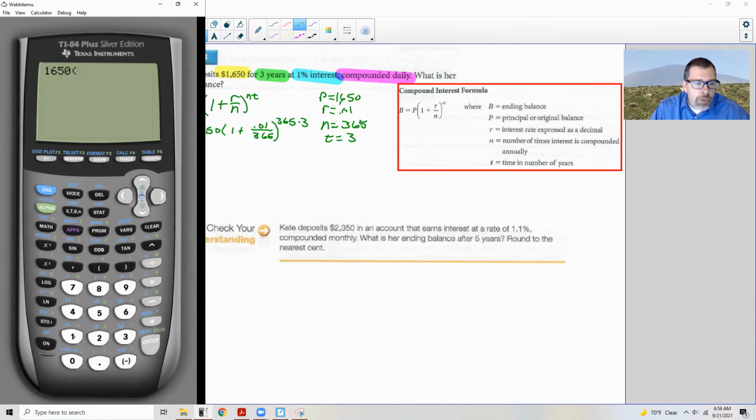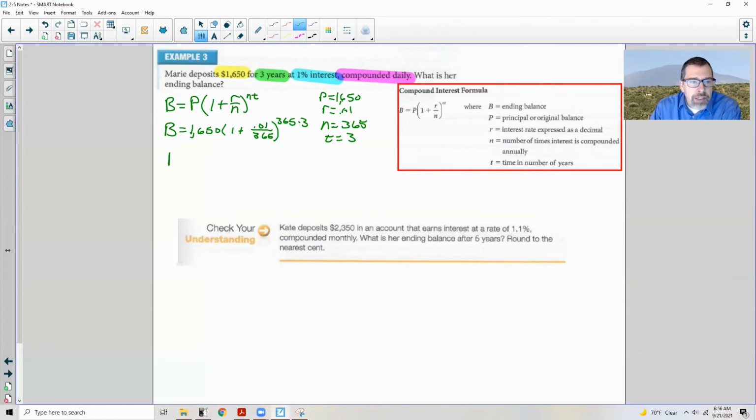1650 parentheses 1 plus another parentheses for your fraction, and it's 0.01 divided by 365. Close the parentheses for the fraction, close the parentheses for the 1 plus the fraction, go to your exponent, which is where I made the mistake on the last extra understanding problem. And now it's going to be 365 times 3. And I hit enter, and I get $1,700.25.